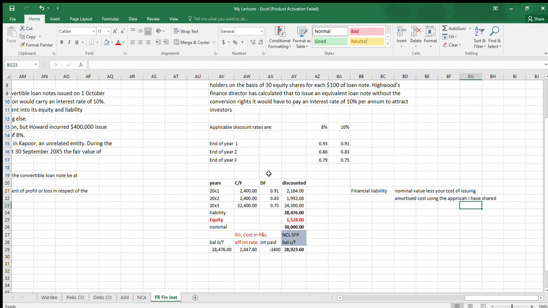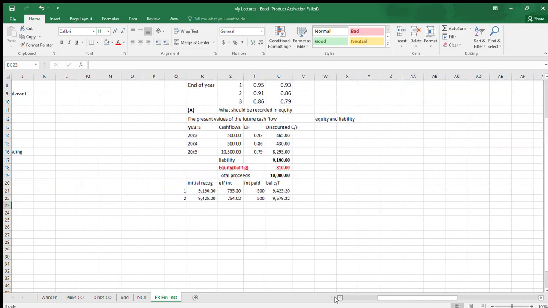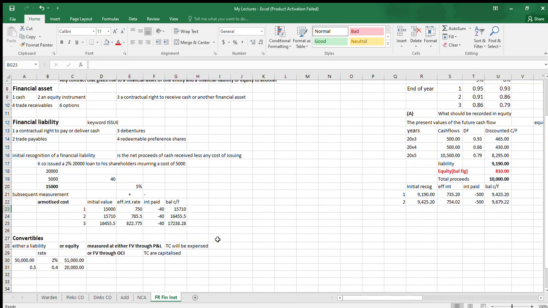So that's all you need to know about financial instruments. So I've tagged on the financial liability, the recognition and the treatment. And I have also tagged on convertibles. They are very, very simple. So it doesn't take time.